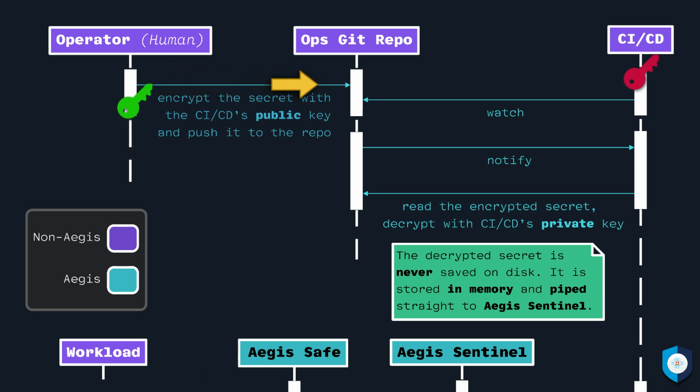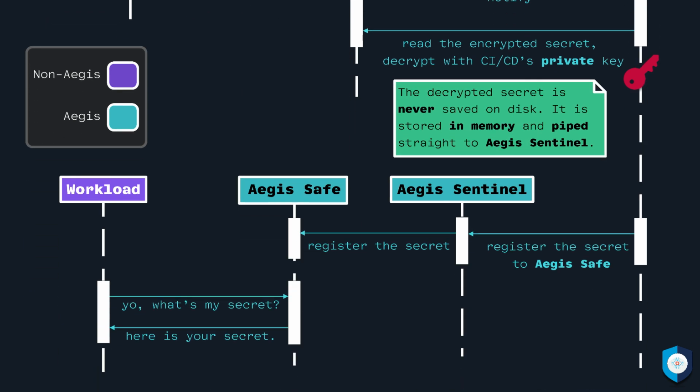And then we'll send a pull request adding the encrypted secret to the ops Git repository. And the CI/CD system will be watching this repository. And when it sees the new secret, it decrypts the secret directly and sends a "register this secret to this workload please" command to Aegis Sentinel.